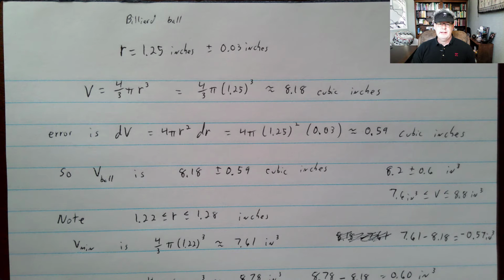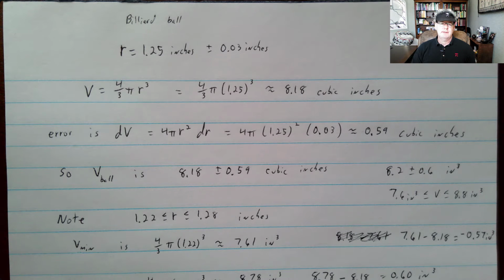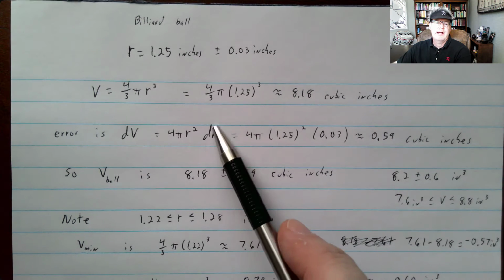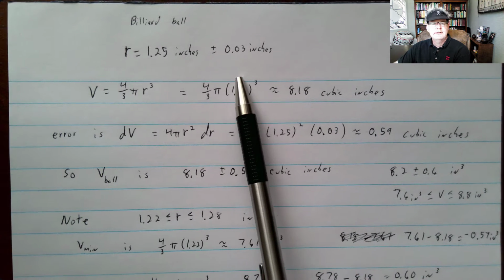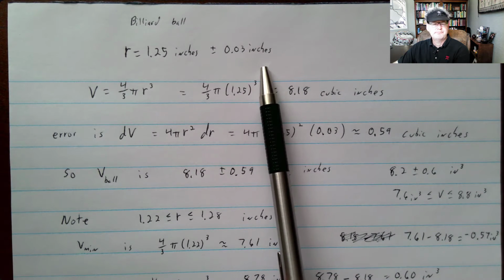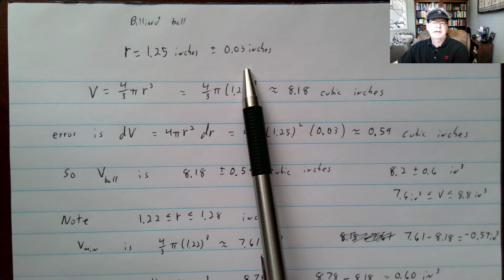Good day, everybody. Today I'm going to look at finding the error in the volume of, say, a billiard ball if we know the radius of the billiard ball. So we have that the radius is 1.25 inches, but there has to be some error in that. Let's say it's about plus or minus 0.03 inches. So we know R, and then we have this uncertainty in the inches.